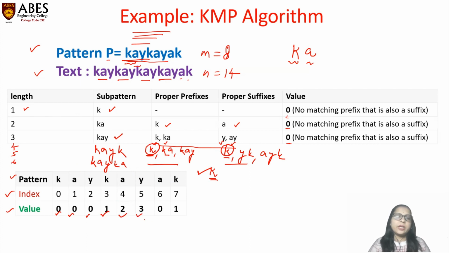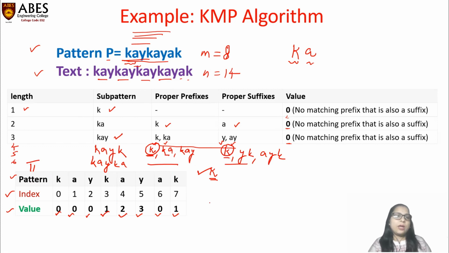The same is repeated for here. So we'll get 3. And here we'll get 0. And at the end, we'll get 1. So this is our prefix table pi. And this will be used as a reference in the matching step, the KMP matcher algorithm.